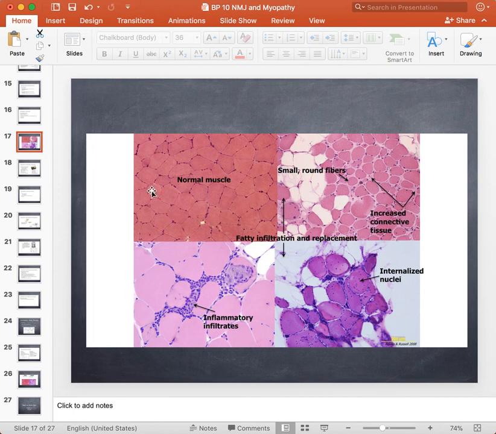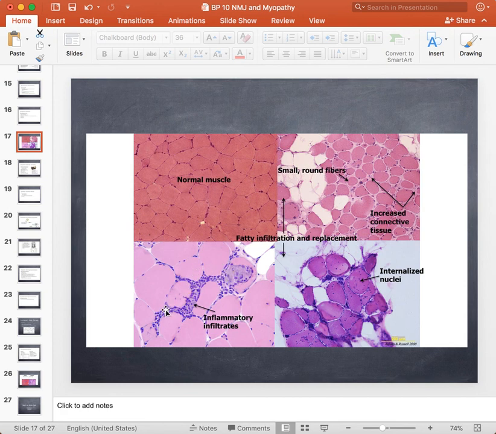So this is what normal muscle looks like. Each of these polygons is an individual muscle fiber. The nuclei are supposed to be on the edges. It's a nice, healthy red color. When you get over to, let's go down here first, you see all these angry purple cells. These are all inflammatory cells. So this would be something you could see in one of the inflammatory muscle disorders that we'll talk about in a second.